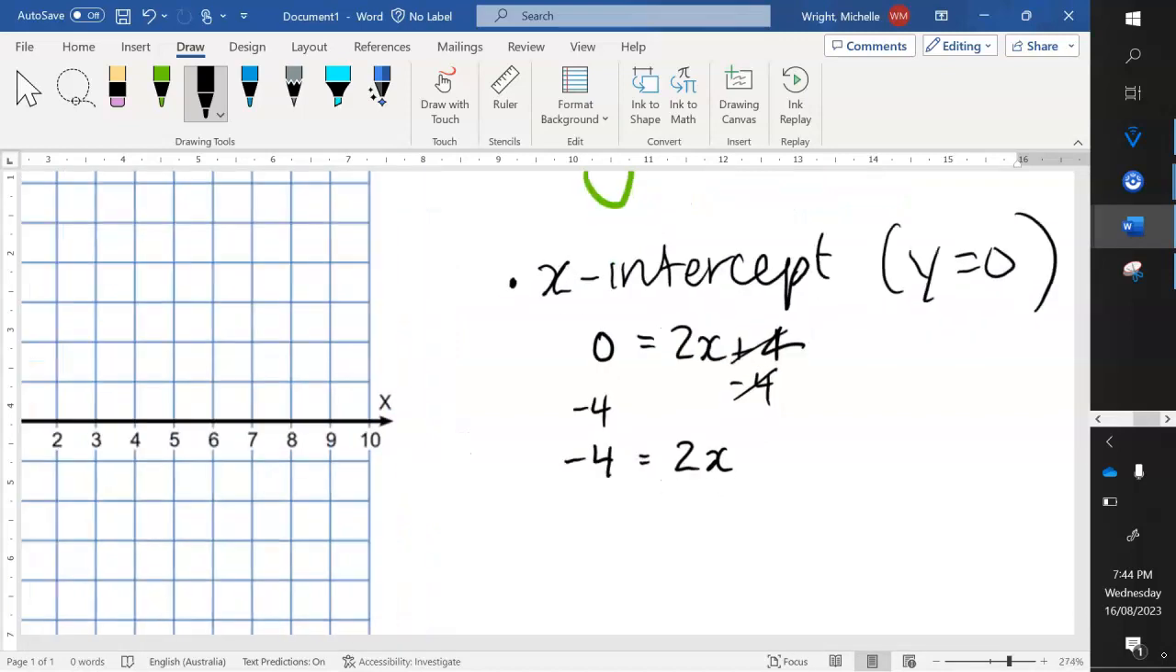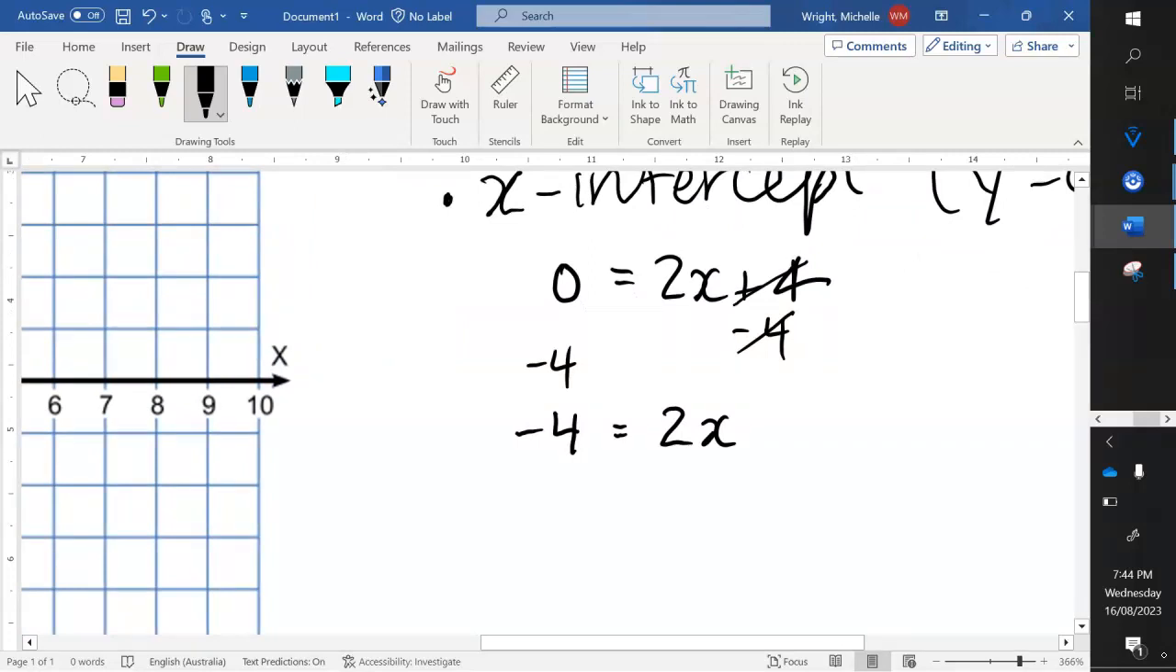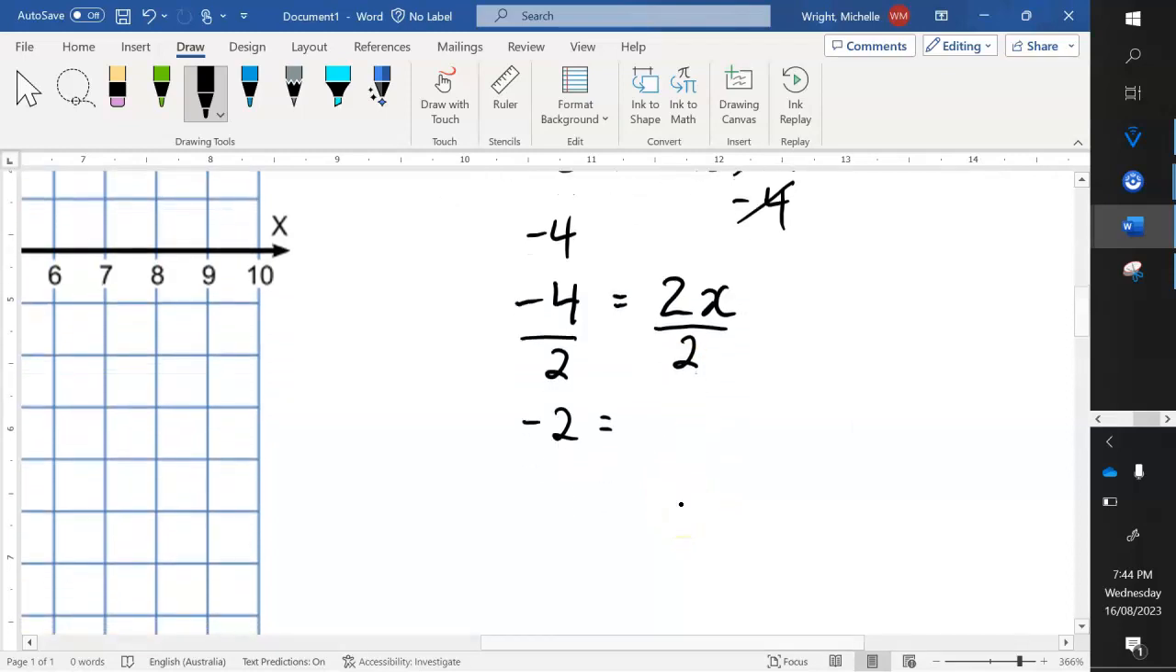Okay, here's my next equation. Minus 4 equals 2x. I want the x by itself. This 2's in the way. I need to do the opposite of what's happening with the 2, which is dividing by 2 now. Let's divide by 2 and divide by 2. On the left-hand side, I get minus 4 divided by 2, which is minus 2, equals 2 divided by 2 is 1. So I get 1x on the left. Okay, but I don't want to write 1x. I just want to write x.